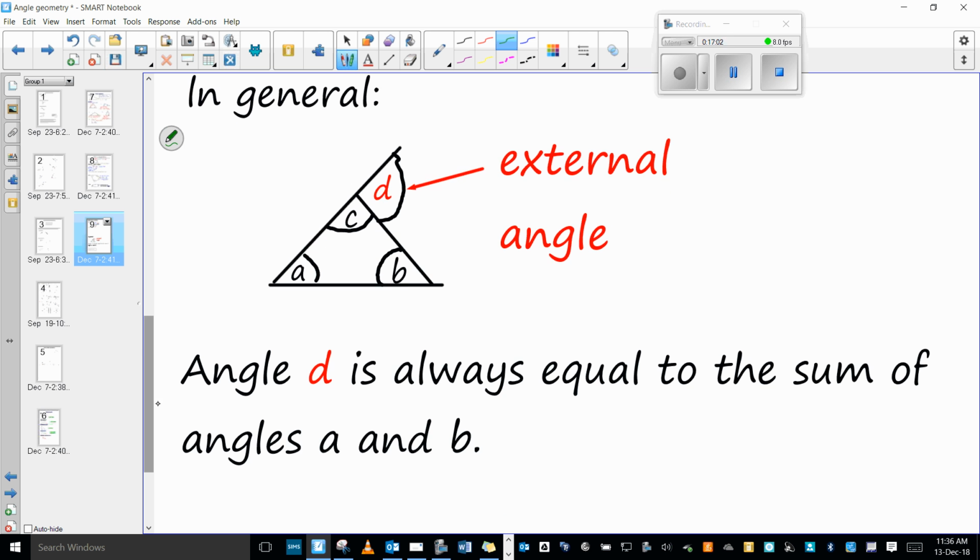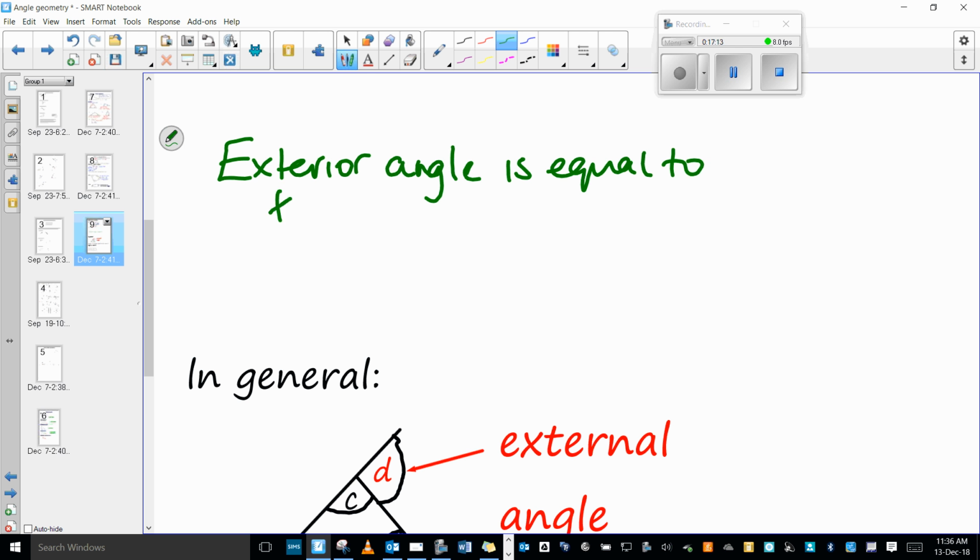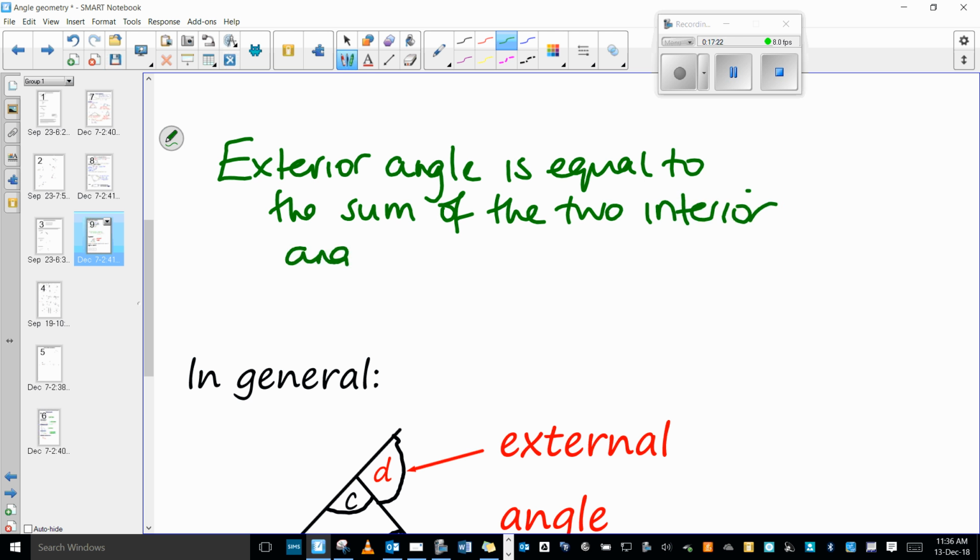Okay, so let's write that in words, shall we? The exterior angle is equal to the sum of the two interior angles opposite. So the exterior angle is equal to the sum of the two interior angles opposite it.